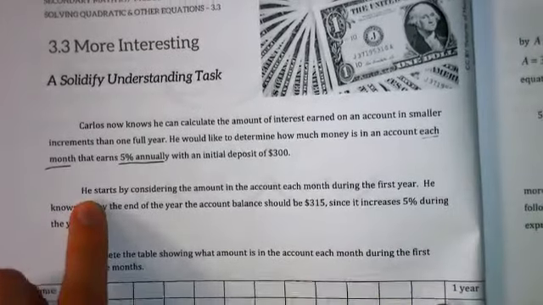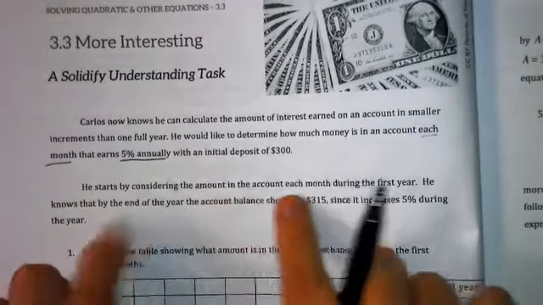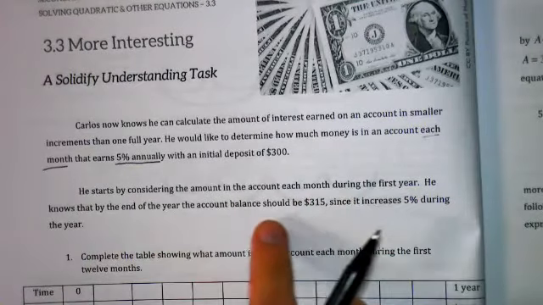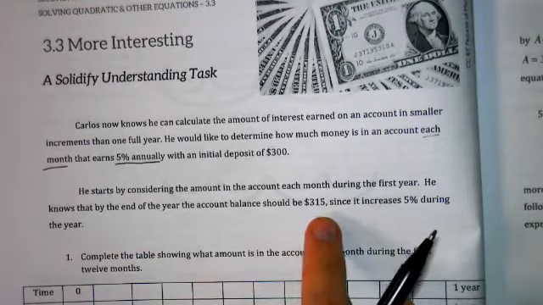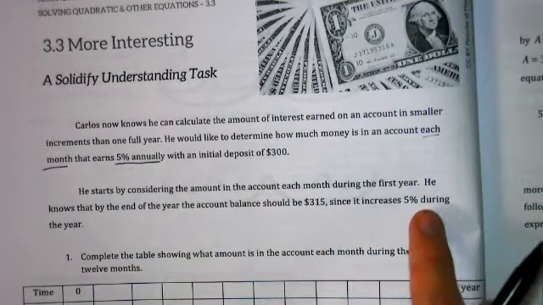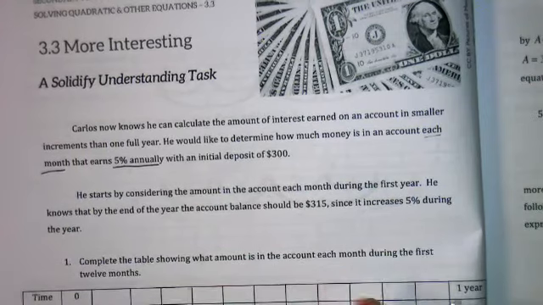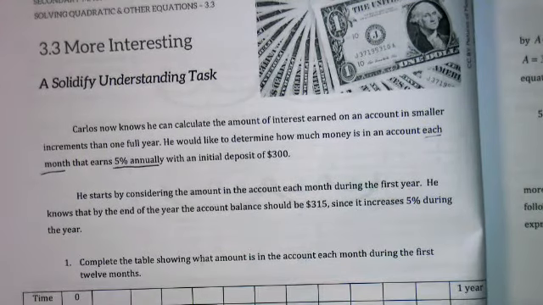He's talking about each month, and there's 12 months in a year. He starts by considering the amount in the account each month during the first year. He knows that by the end of the year, the account balance should be $315 since it increases by 5% during the year. Complete the table showing what amount is in the account each month during the first 12 months.